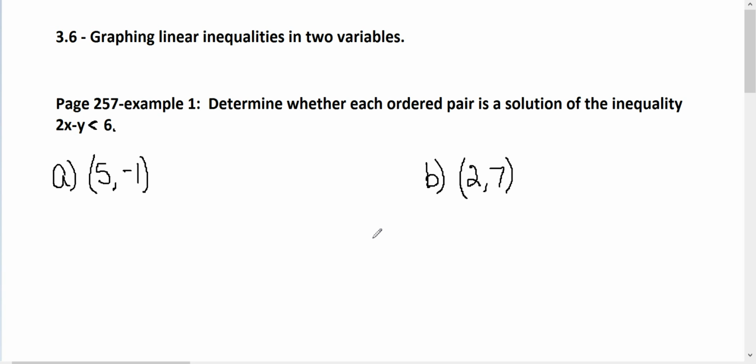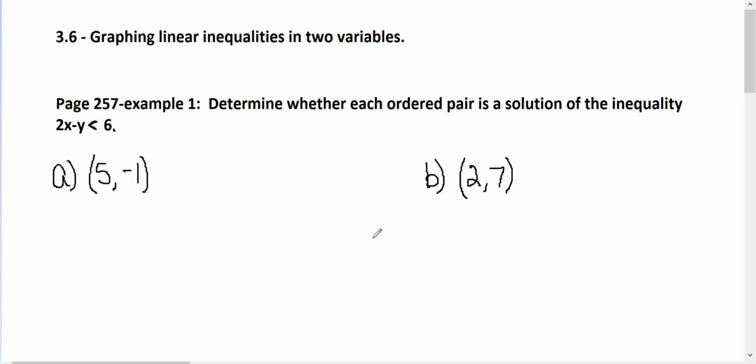We are going to do the last section in chapter 3, 3.6, graphing linear inequalities in two variables, which we did in class today. Just like the lecture, I'm going to go over it, but this time I'm going to start with page 257 and work my way through the examples until we get to the end. Hopefully by then you'll have a great idea of what's going on to be successful on this portion of the exam, which will happen on Wednesday. All right, so let's start right now.